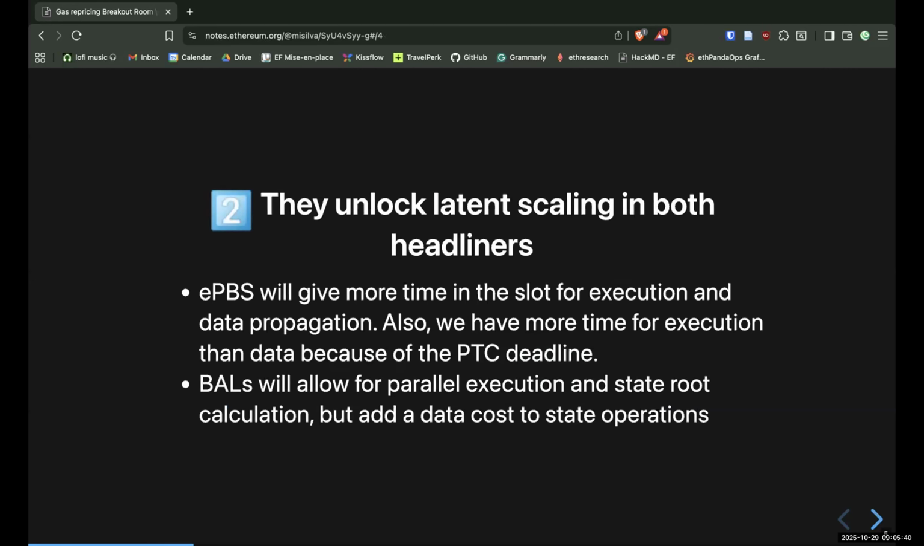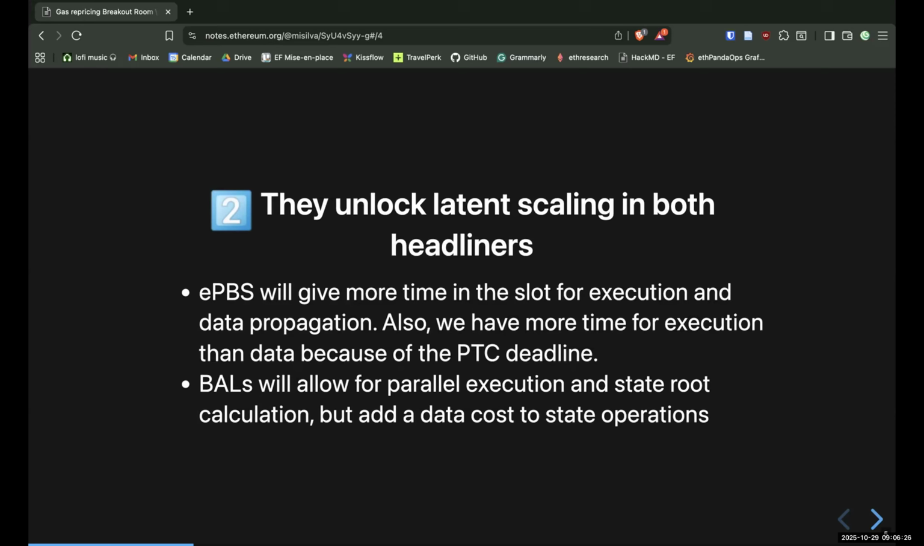The reason number two is that actually repricing will unlock some scaling from both headliners. So both EPBS and BALs can have a meaningful impact on throughput. With EPBS, we are giving more time for execution and also for data propagation. But there's also a caveat here, which is we are giving more time for execution than data. So we are increasing the time on both resources, but we are increasing more on execution. And for BALs, we are introducing parallel execution and also state root calculation in parallel.